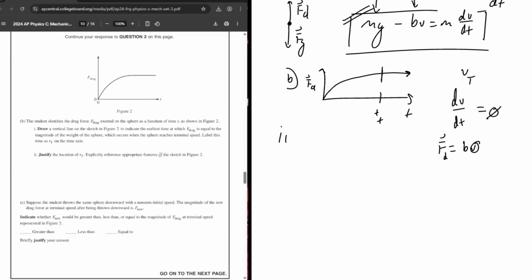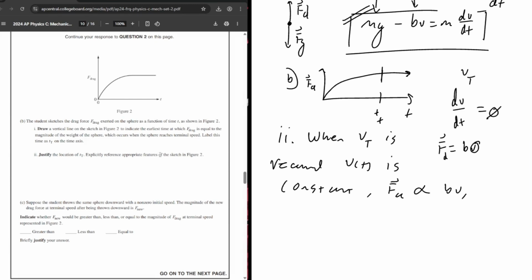Okay, justify. When vt is reached, v of t is constant. Fd is proportional to bv. When v is constant, so is Fd, the force of drag. So that's basically what I just said. I'm just putting it on paper.